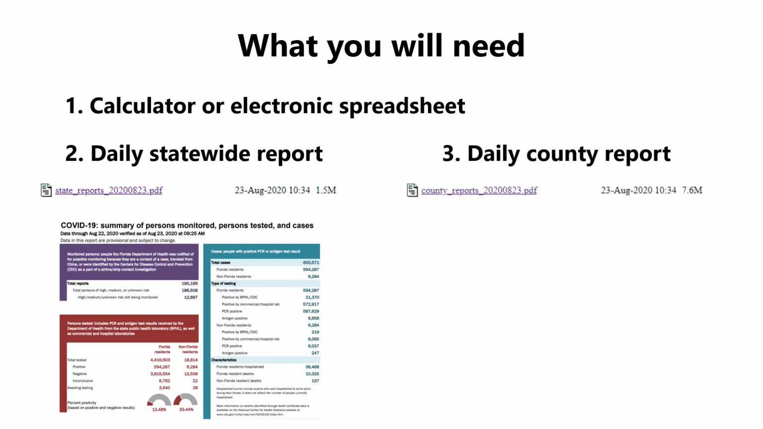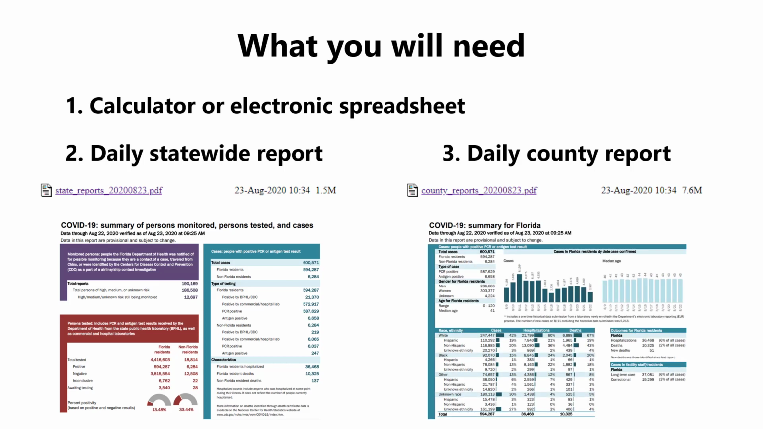And the other one that you will need is the daily county level report. And again, that's also in the same archive. And this is what the first page of that report looks like. So those are the 3 main things that I think you'll need to be able to perform all of these calculations.